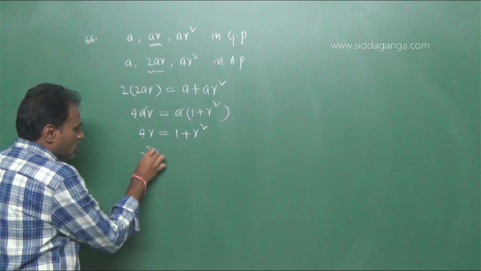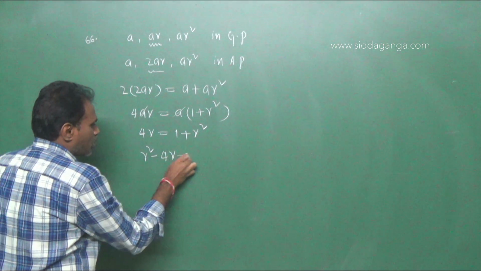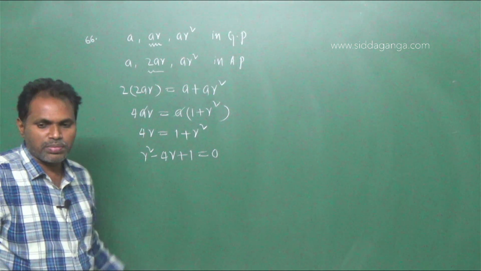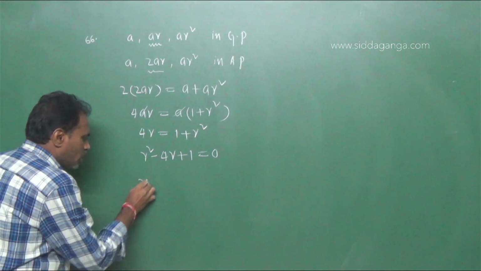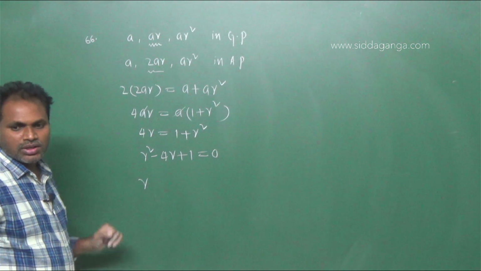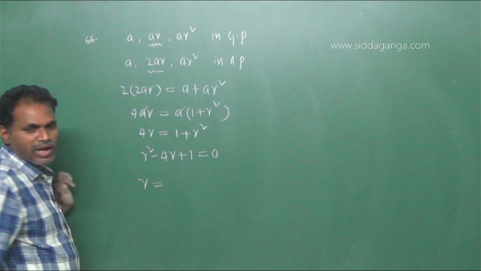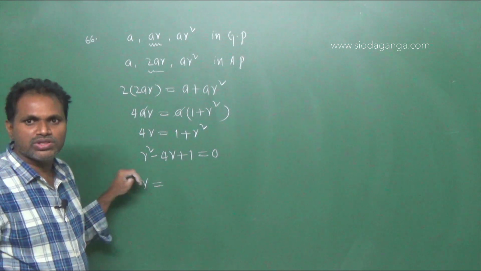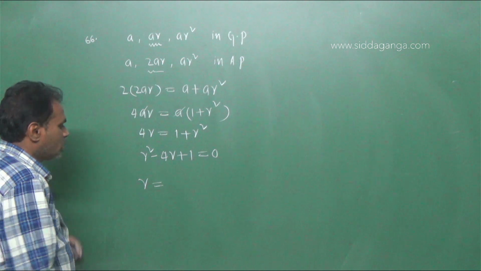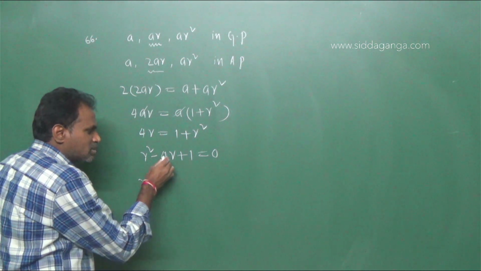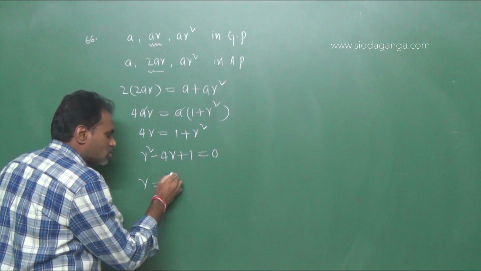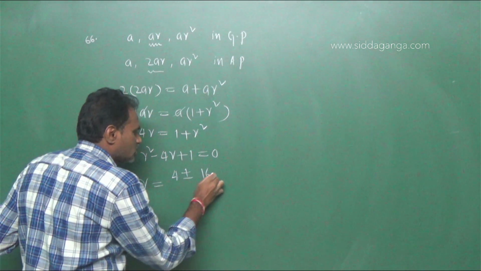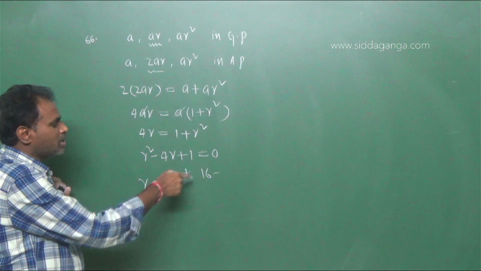Write all terms on one side. r square minus 4r plus 1 equals 0. Now, it is a quadratic equation in terms of r. Therefore, find the roots. Roots formula: x equals minus b plus or minus square root of b square minus 4ac, by 2a. That is r equals minus b, the b value is minus 4, so minus of minus 4 is plus 4, plus or minus square root of b square, minus 4 whole square means 16, minus 4ac.